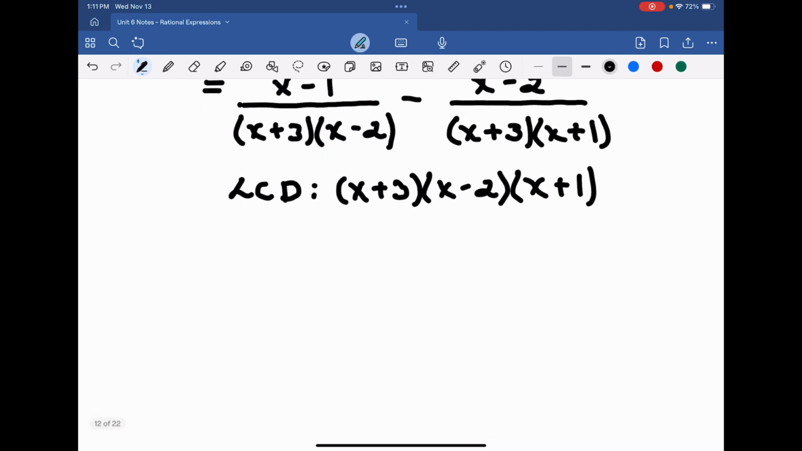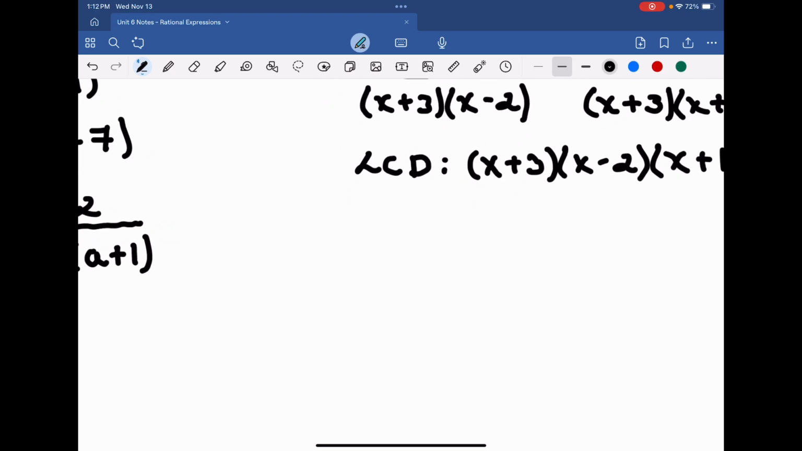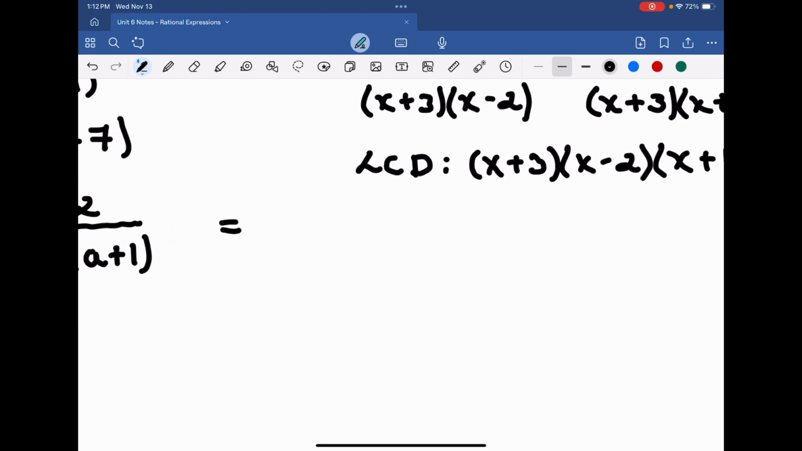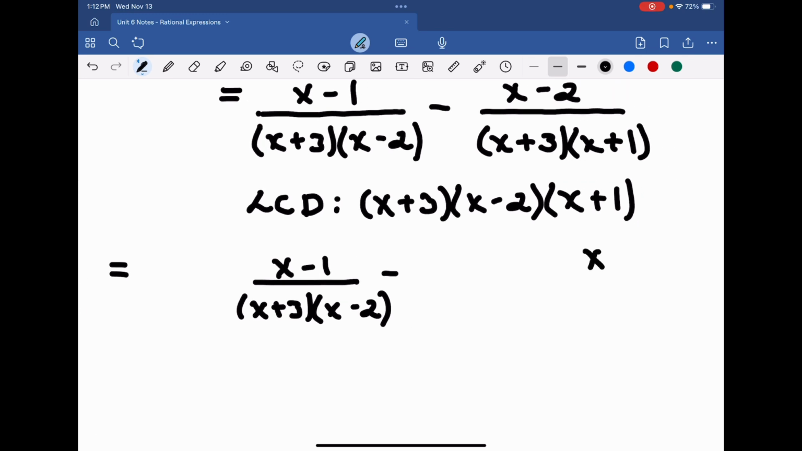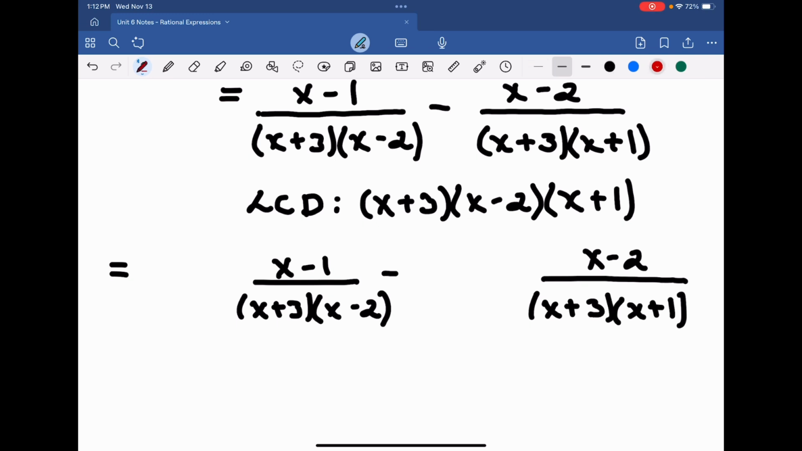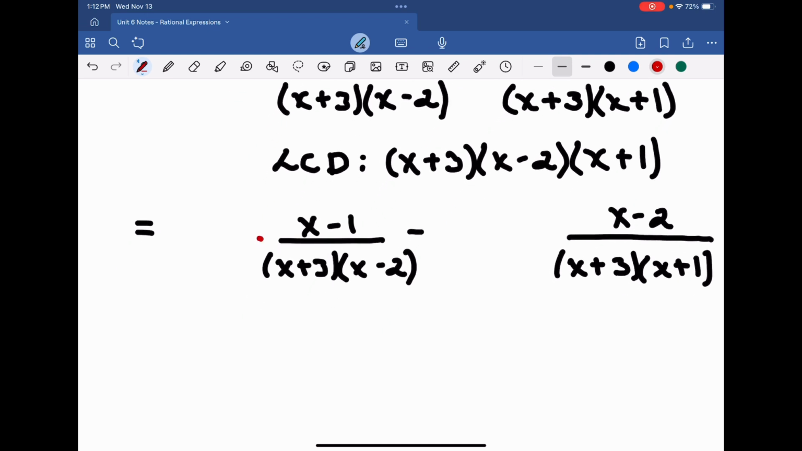Now let's create our template here. Let's just double check our space because I don't want to go too much over into the next problem. This is equal to, we're going to leave a bit of space and then put our terms. So I'm going to put x minus 1 and then divide it by our x plus 3 and x minus 2. I'm then going to subtract. I'm going to leave a bit of space. So I'm going to put x minus 2 divided by, in this denominator, our x plus 3 and x plus 1. There we go.